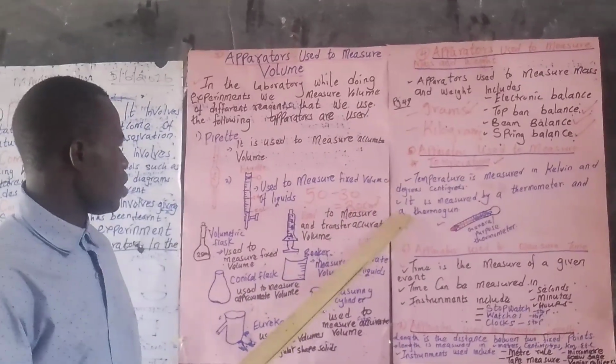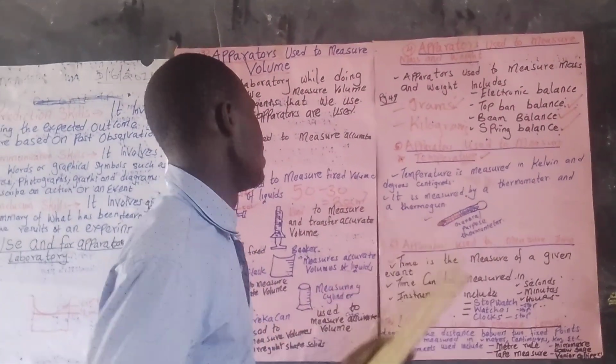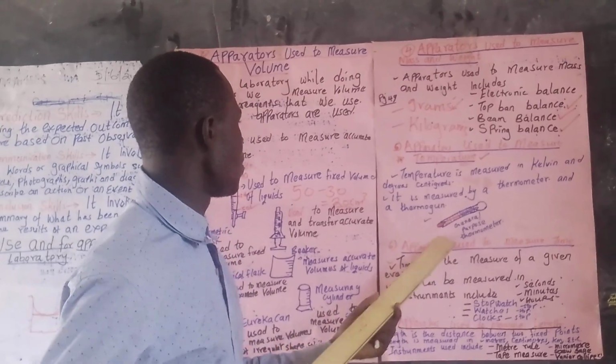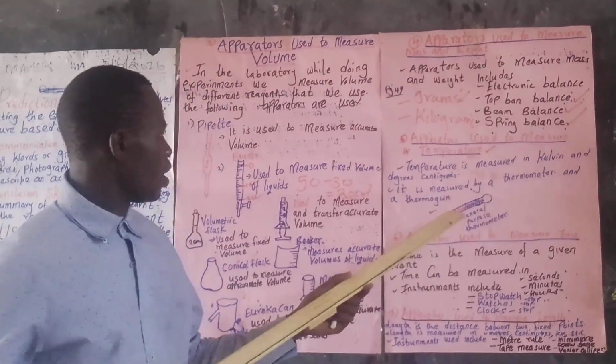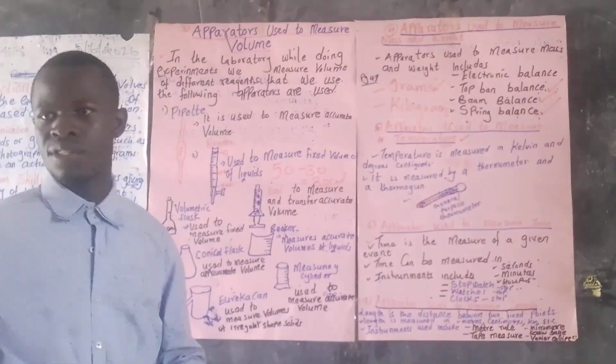Students, we say that to measure temperature, we can use a thermometer. This is an example of a thermometer that we can use. So those are the apparatus we use to measure temperature.